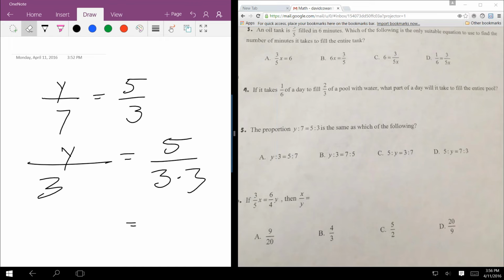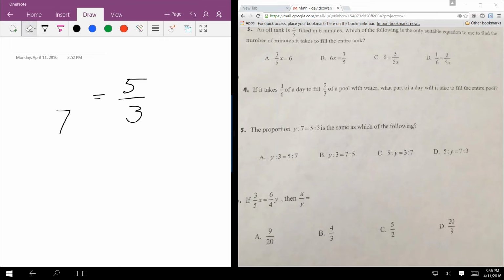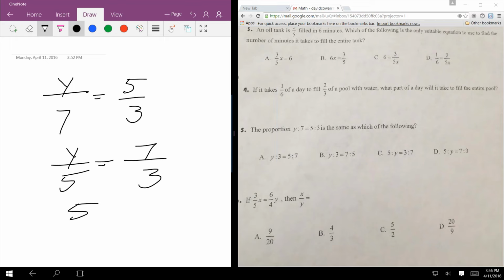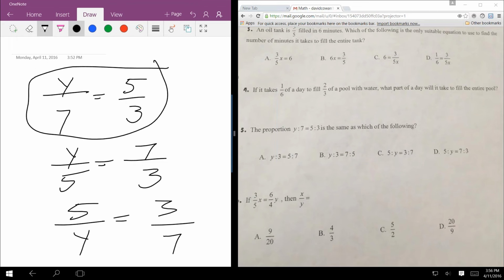In other words, whenever you have these proportions, there's lots of ways you can write that. The way it was given to us was y is to 7 as 5 is to 3. But what that also means is a couple of other things. It means y is to 5 as 7 is to 3. And it also means 5 is to y as 3 is to 7. Whenever you have a fraction equals a fraction, you can turn both of them upside down and it does not affect the equality of it.